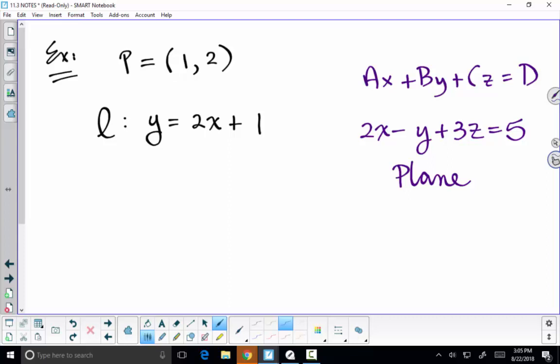Let me finish explaining this first. So you have a point that's not on the line. This is your line, and the question is, let's first make sure that I didn't somehow get lucky and pick a point that was on that line.